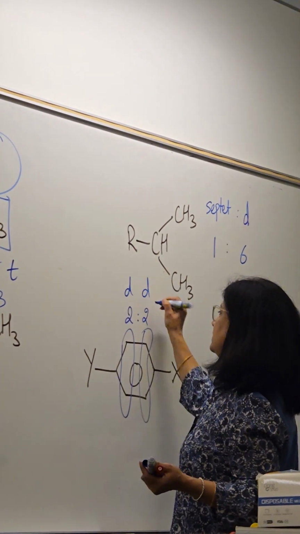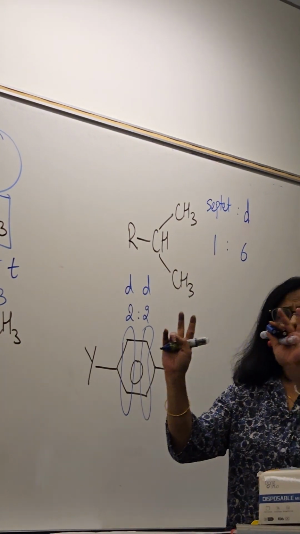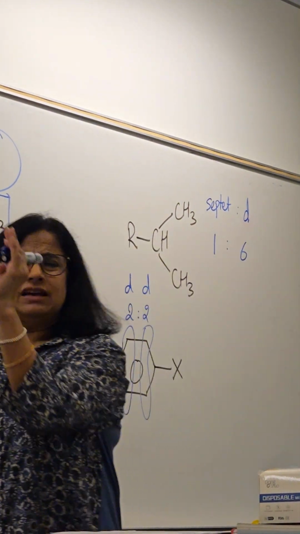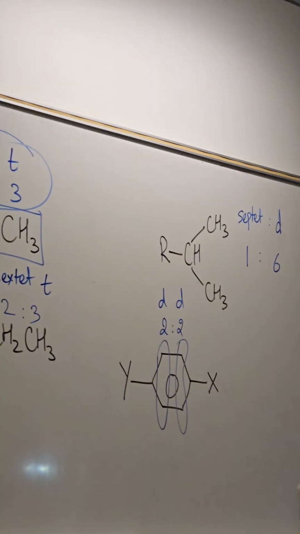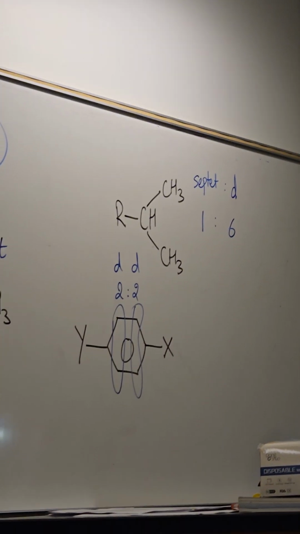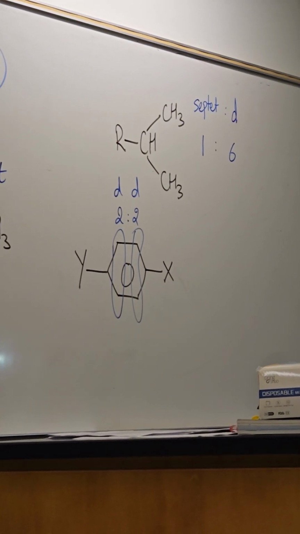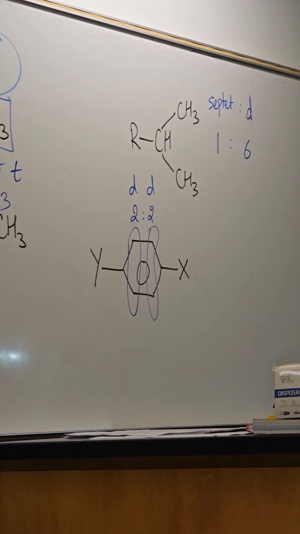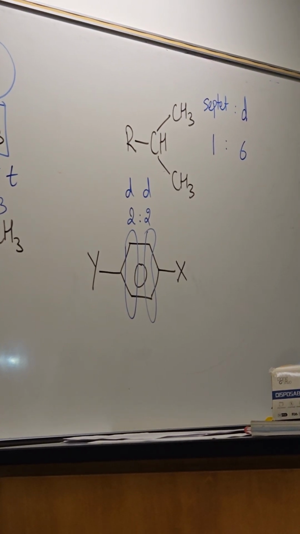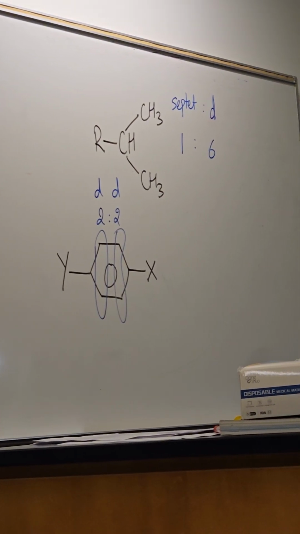Exactly, it's a very clean pattern. You see two doublets integrating equally in that benzene region of the spectrum. Ooh, is there a 1,4-disubstituted benzene in this compound? So these are some structural patterns that give us hints and make the process easier. So keep an eye out for that.